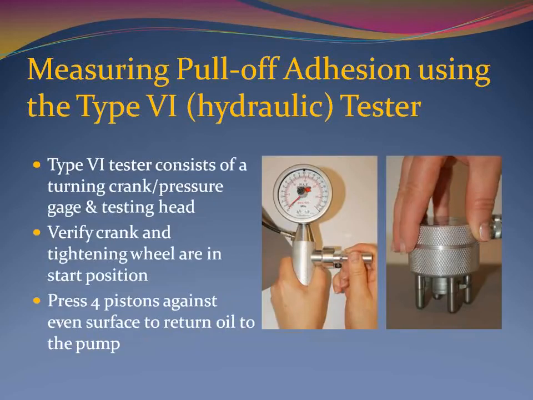The Type 6 adhesion tester consists of two basic components, a turning crank and a testing head. Verify that the crank and the tightening wheel are in the start position. Press the 4 testing head pistons against an even surface using hand pressure. This will return the hydraulic oil to the pump and prepare the equipment for testing.